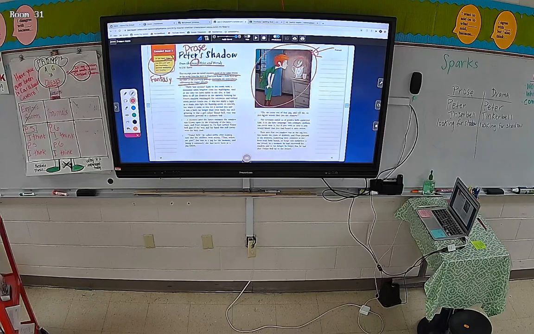Like they both have a connection. Okay, they're connected. Tell me how. What's happening in them? What do you think, Marissa? They're both looking for his shadow. They're both looking for a shadow.